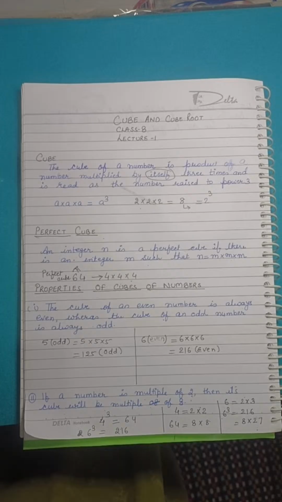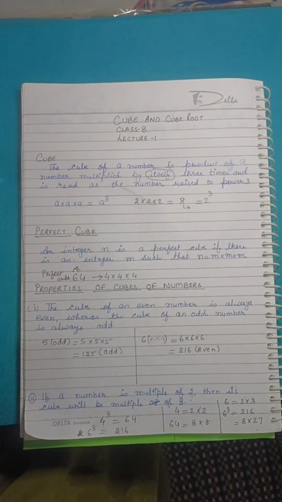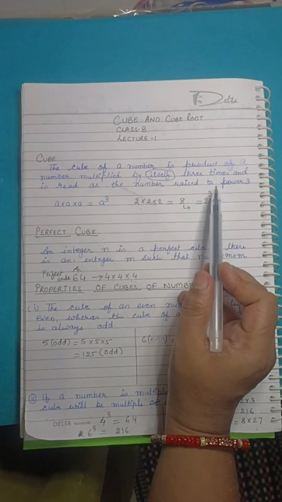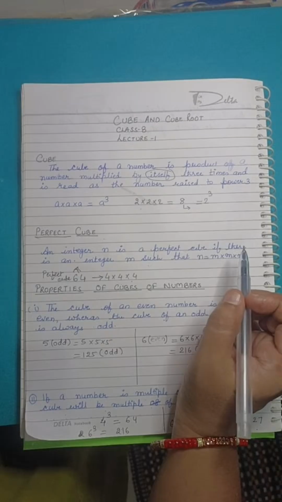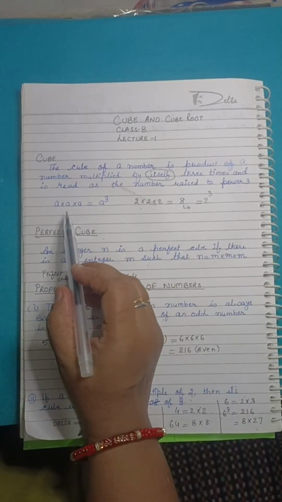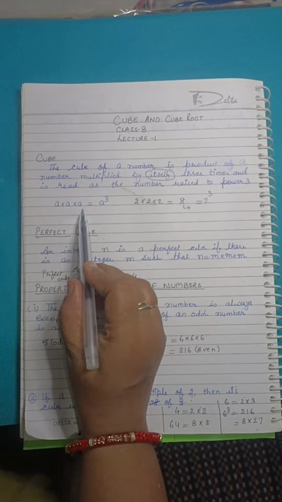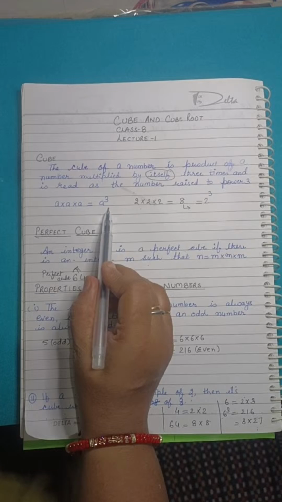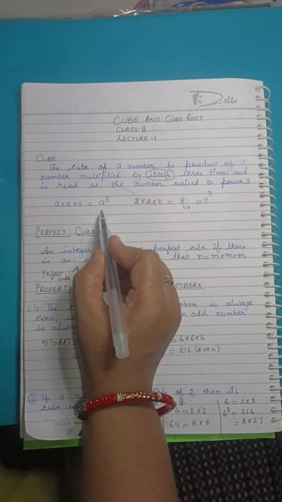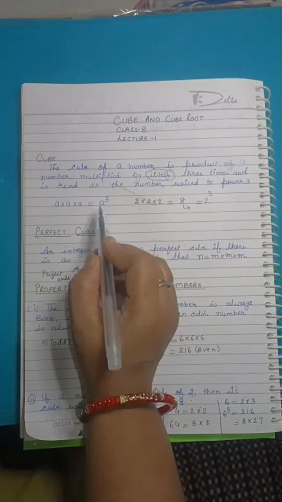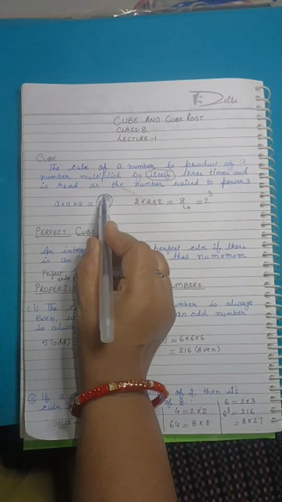So the first topic is, what is a cube? Whenever any number is multiplied with itself three times, whatever product we get, that product is known as the cube. For example, suppose I have taken a as the number. a multiplied by a multiplied by a, we got a cube. It will be read as a to the power 3 or a raised to the power 3.